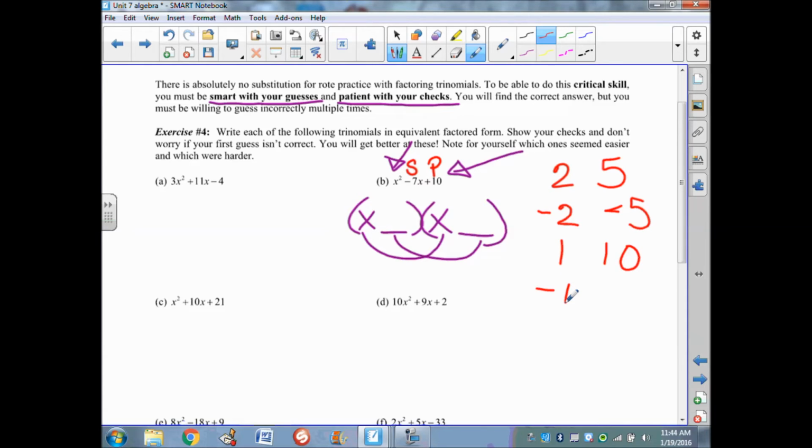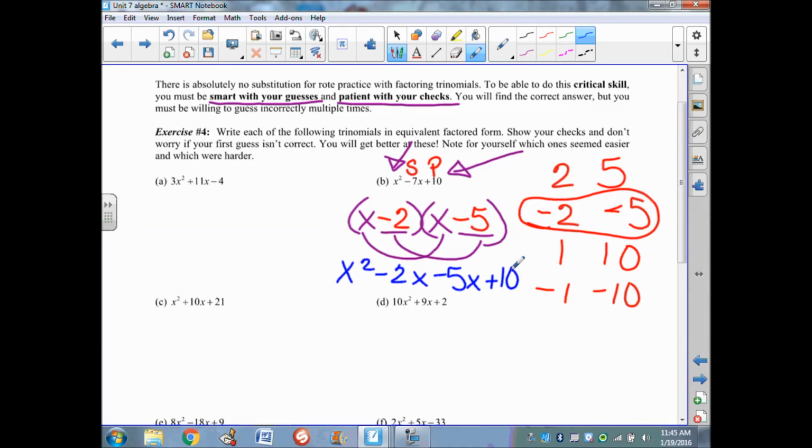So do these. Now I've got to pick the pair that sums to negative 7. You should agree that those two sum to negative 7. So, in doubt, check it. Double distribute. X squared minus 2x minus 5x plus 10. Combine like terms. X squared minus 7x plus 10. That should match that. So there's your check.